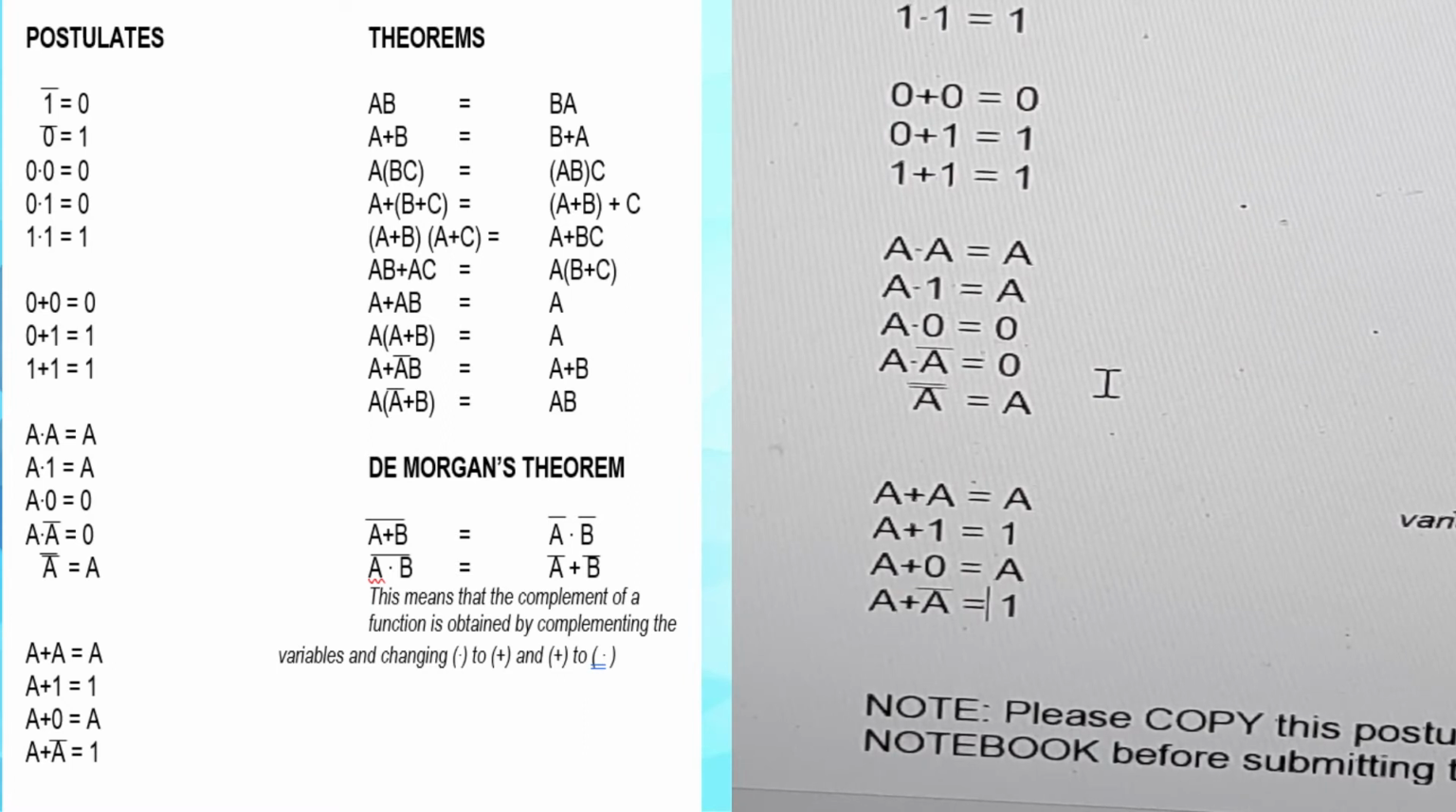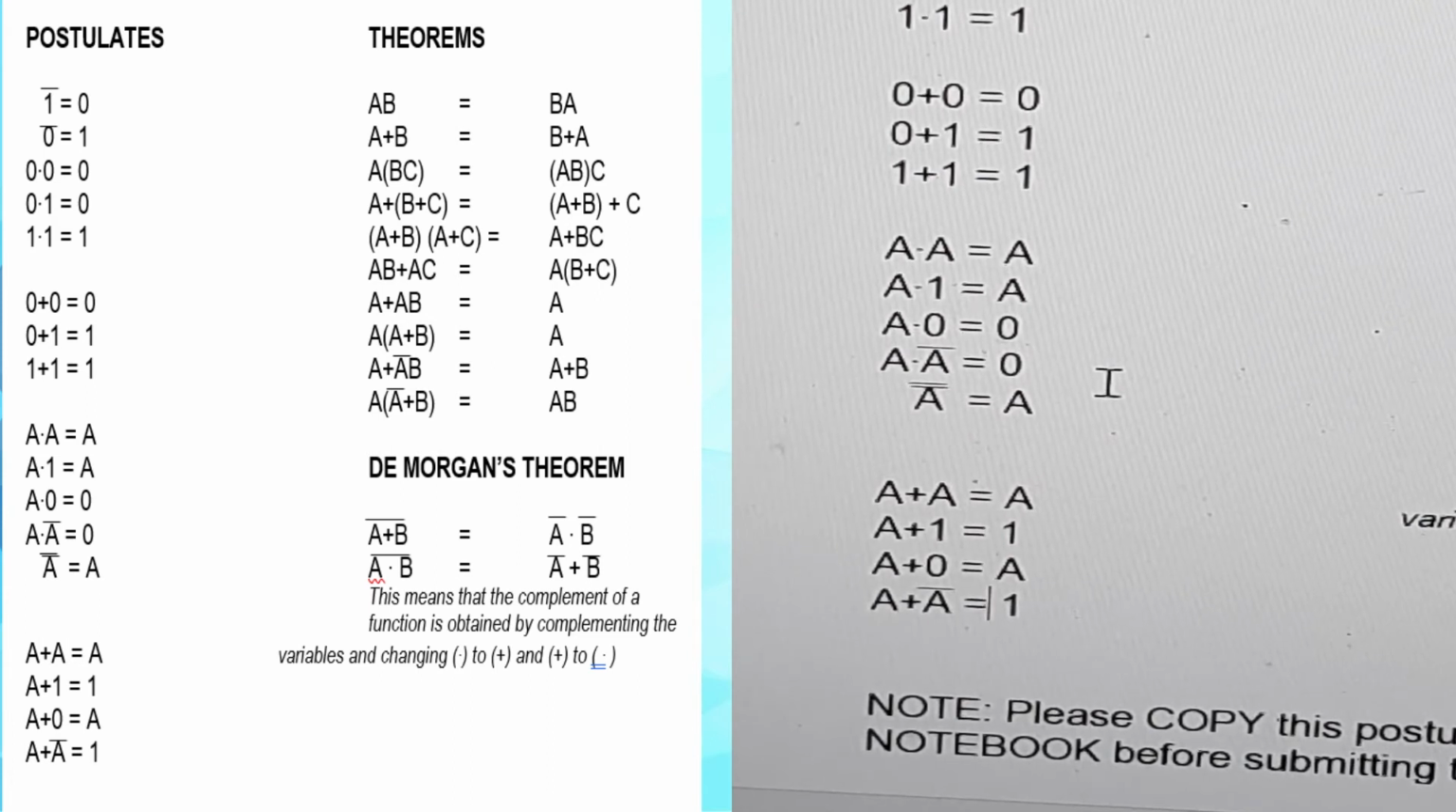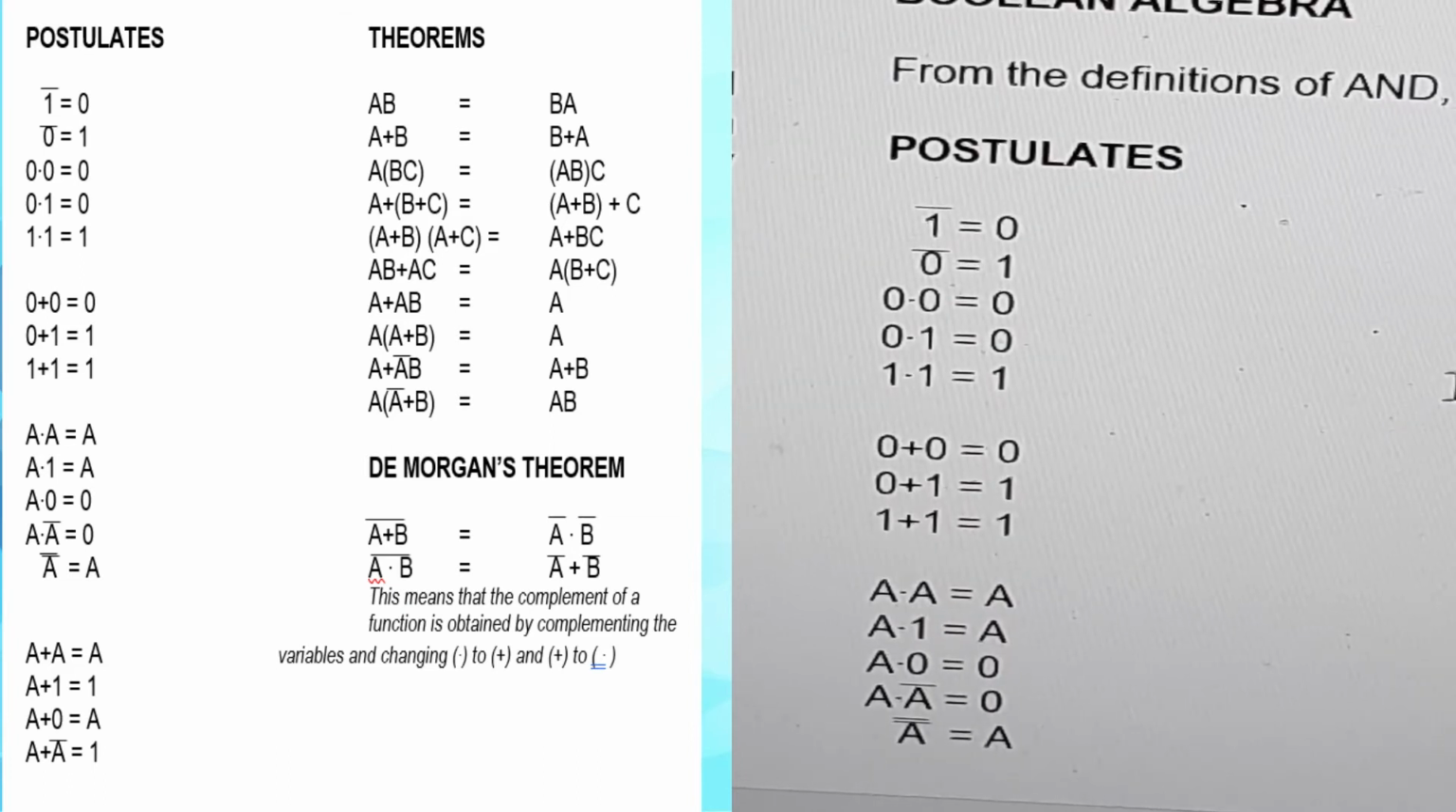Always remember these postulates because they are very useful in the next activities. Make sure you have a copy of these postulates in your notebook. Then we also have here the theorems.